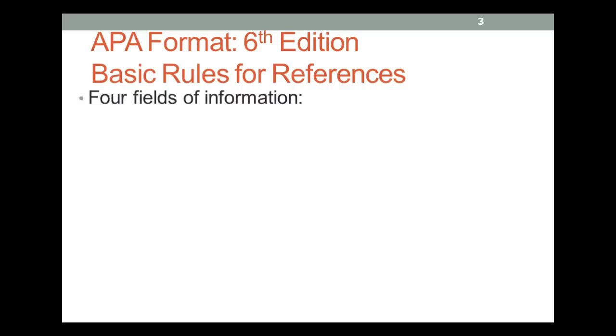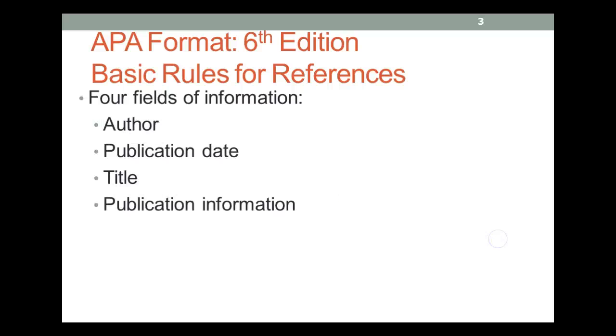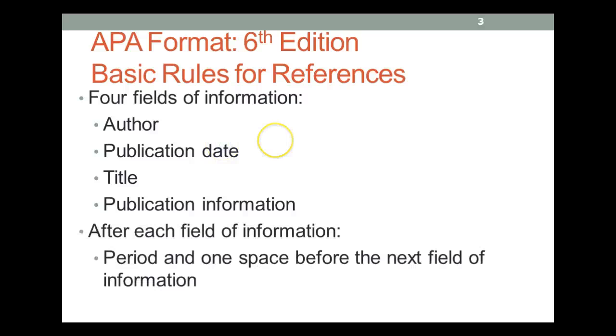So first of all, in terms of your reference list, APA requires that there are 4 pieces of information included in every reference. You need to include information about the author, the publication date, the title of the document, and then the publication information, which for a journal would be the name of the journal, the volume, the issue number, and the page numbers. I'm not going to talk about books because in this class you're not going to be citing books based on the nature of the assignments.